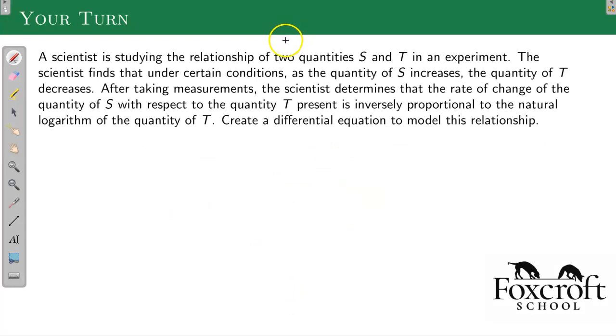All right, so here's one for you to try on your own. Pause the video, take a second, figure out this differential equation, and I'll show you the answer in 3, 2, 1. So the change in S with respect to t should be your change. Inversely proportional might be a little confusing, but you think inverse is the opposite, so that's also a fraction. So we're going to have k over the natural log of t.